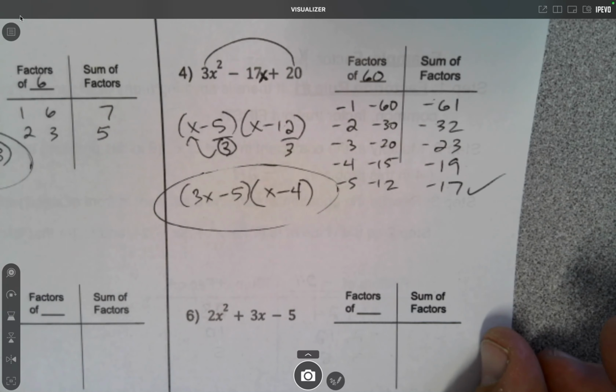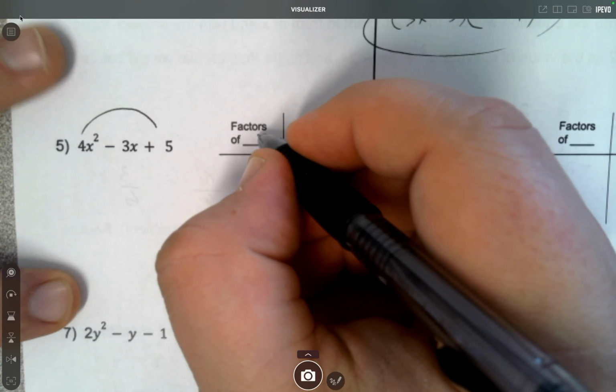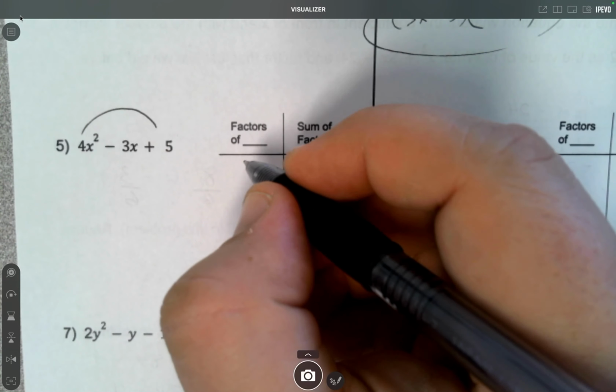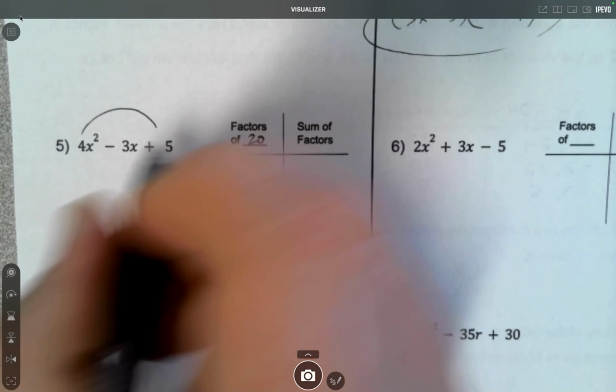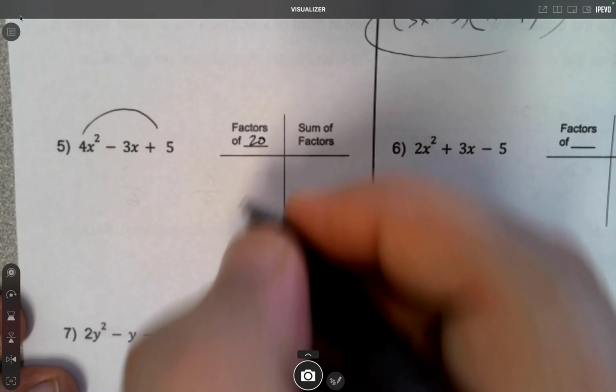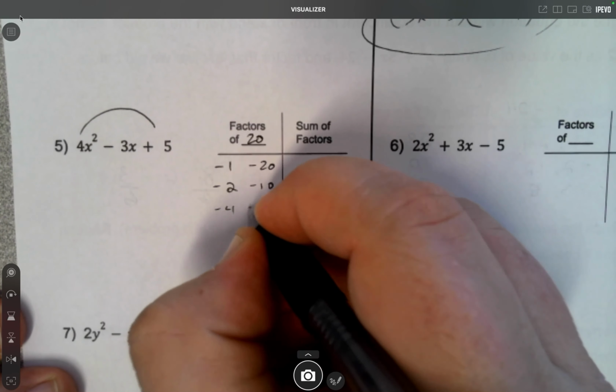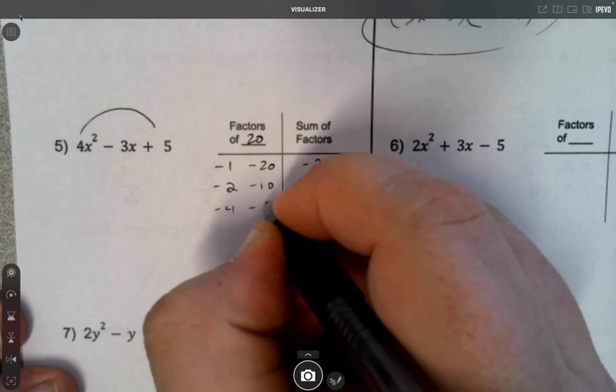Okay, nothing that all of these have in common. So I do 4 times 5, I get a positive 20. And since the middle term is negative, that means they'll both have to be negative. So negative 1 and negative 20 is negative 21. Negative 2 and negative 10 is negative 12. Negative 4 and negative 5 is negative 9. Huh. That's all the things that multiply to be 20, but none of them add up to that middle number.